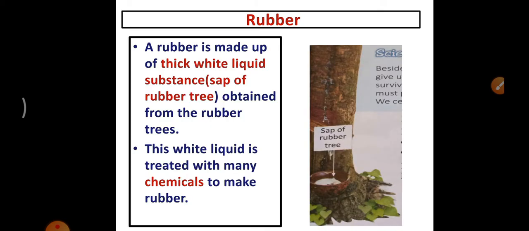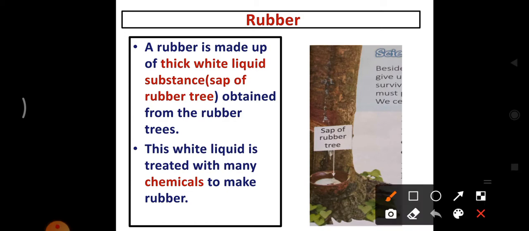The next material is rubber. Rubber is made up of a thick white liquid substance obtained from the rubber tree. See here, this is a rubber tree. From this rubber tree, we are getting the white liquid. The name of this liquid is called sap.